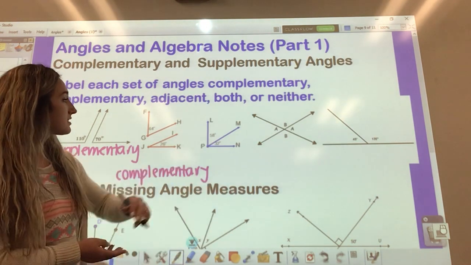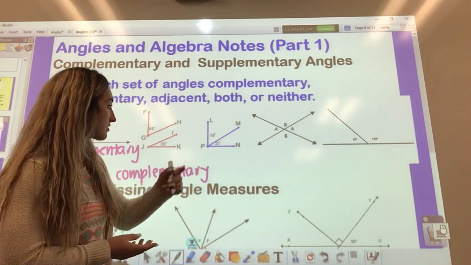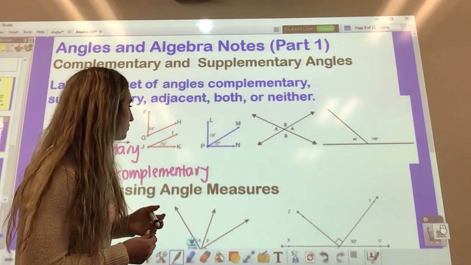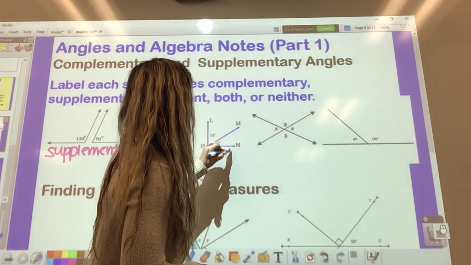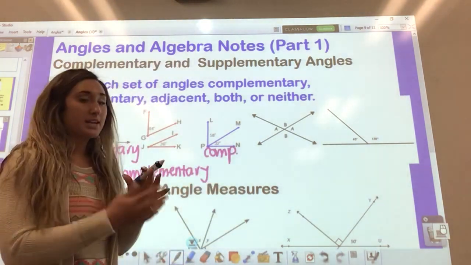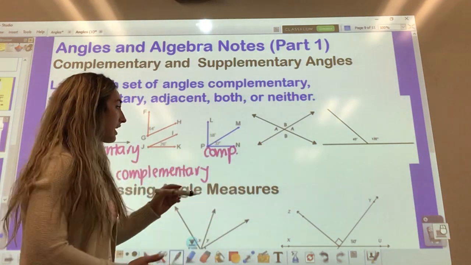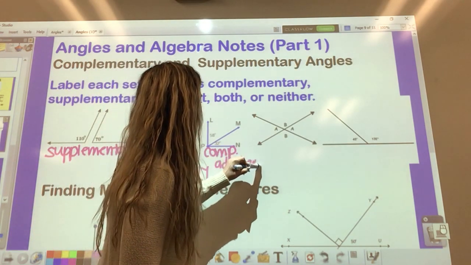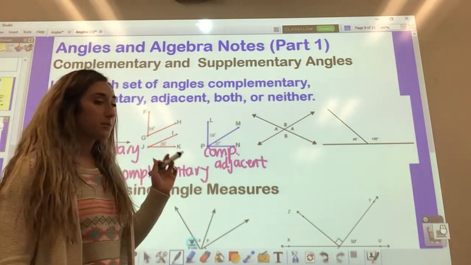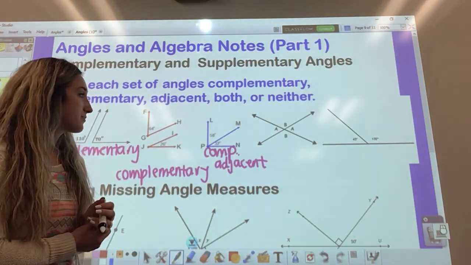This set of angles, 58 and 32, do add up to 90, so that makes them complementary. But they're also connected. They share this vertex and this side, so that also makes them adjacent. So those are complementary adjacent angles.